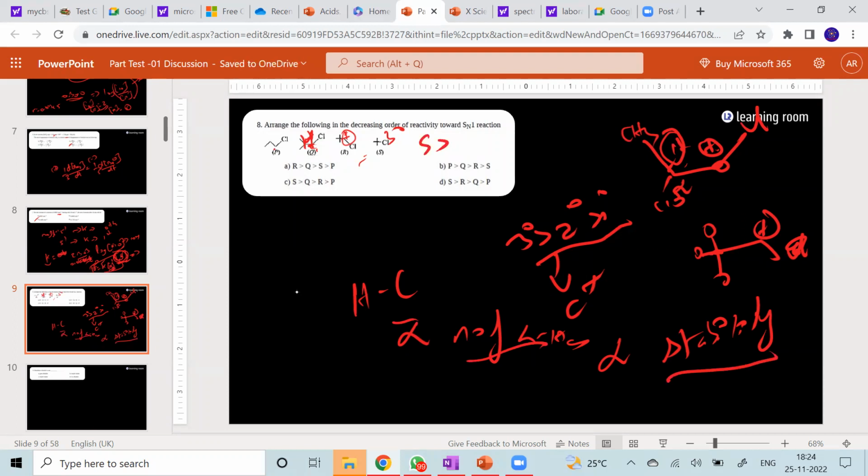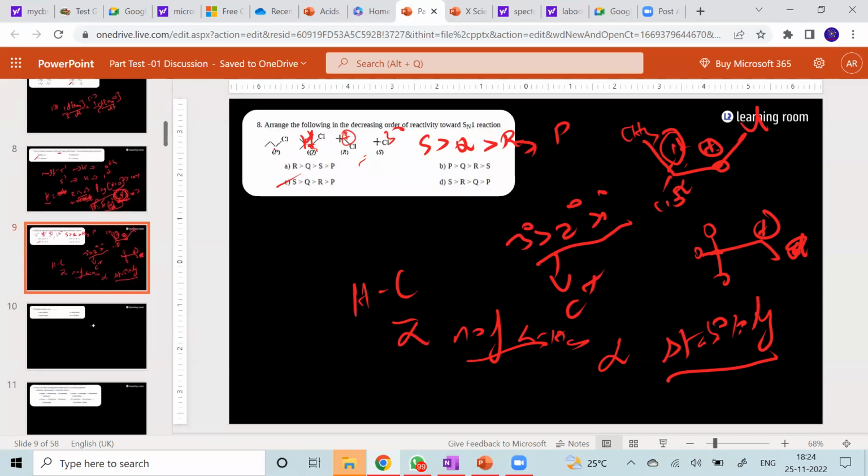So S will be the most stable. After that, it should be Q because it is at least having 1 alpha hydrogen. Then it should be R, and the least stable will be the least reactive. So P will be last, so SQRP. SQRP, C is the answer. Right? Next.